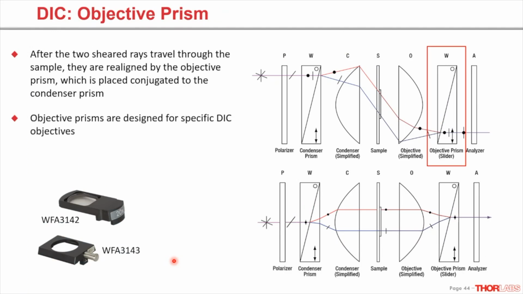So the next optical element is a second Wollaston prism. After the two sheared rays travel through the sample, they are collected by the objective and pass through another Wollaston prism that's placed conjugate to the condenser prism. So it's very important that these two prisms are matched and they're placed conjugate to each other. This second Wollaston prism has an equal and opposite effect as the first Wollaston prism on the phase delay of the E and the O beams.